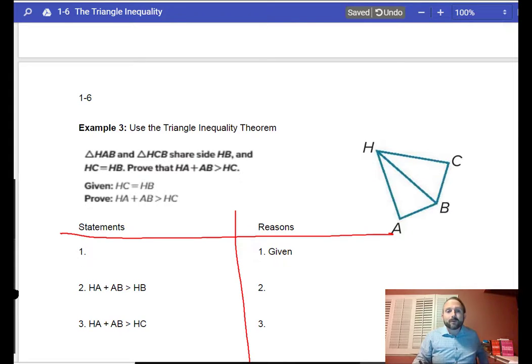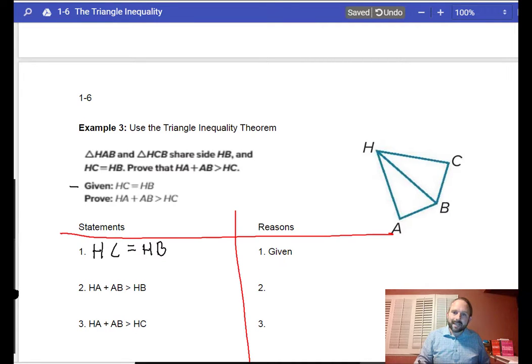So, we see that they share certain sides. So we could say, hey, we understand that we want to use the triangle inequality theorem to state, hey, HA plus AB is bigger than HC. How can we do that? Well, first thing they give us is they say, hey, HC is equal to HB. How do we know that? Well, it's the given. So we're going to make our statements, and we're going to slowly do it step by step. And then from that, we can make our arguments.